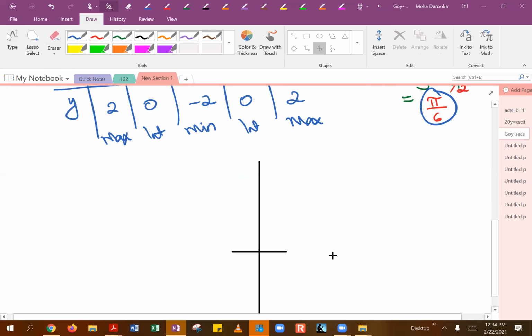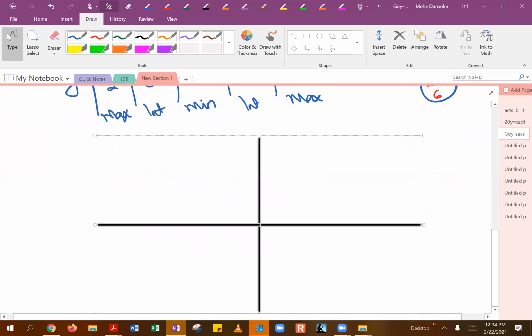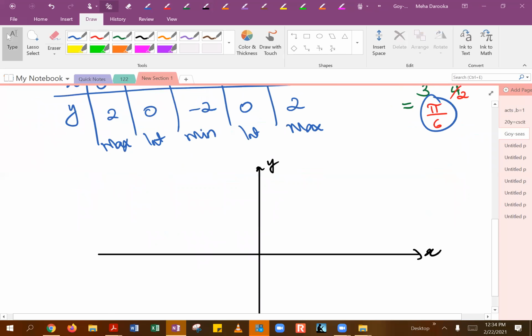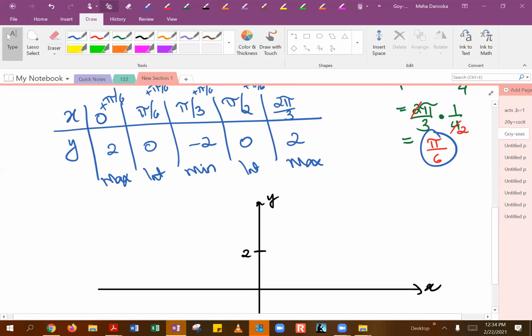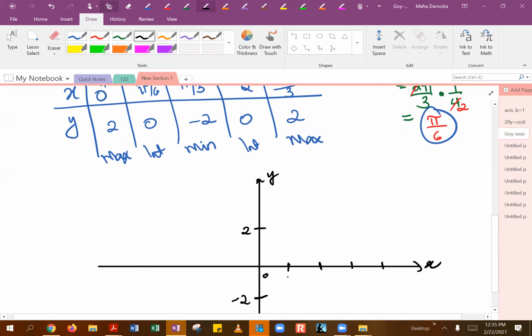All right, guys, very quickly, we're already a little over our time. So we are going at an amplitude of 2. Just to save some time, I'm just going to do positive 2 and negative 2. And then on our x-axis, we are going from 0, pi over 6, pi over 3, pi over 2, and then 2 pi over 3. So those will be the negatives.